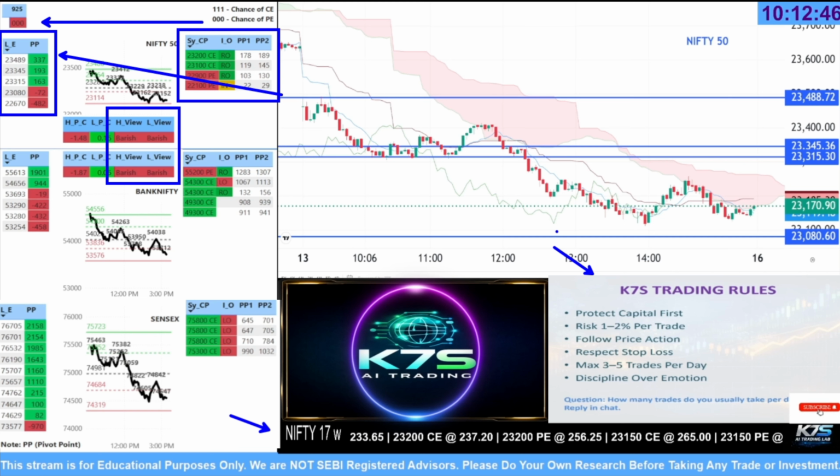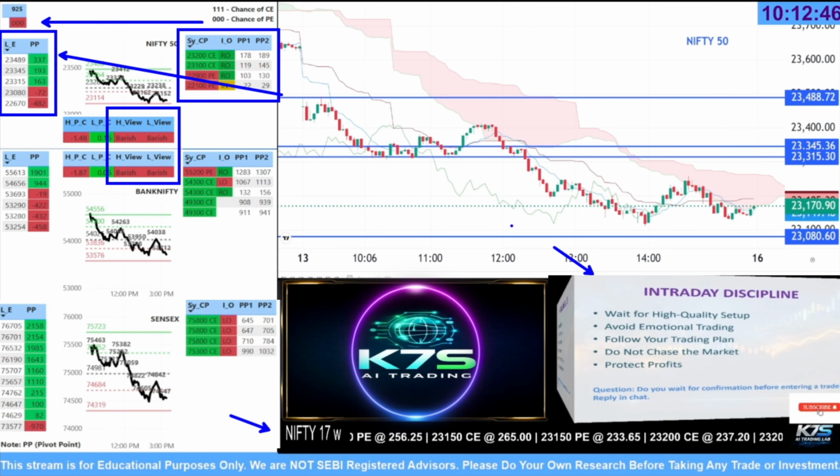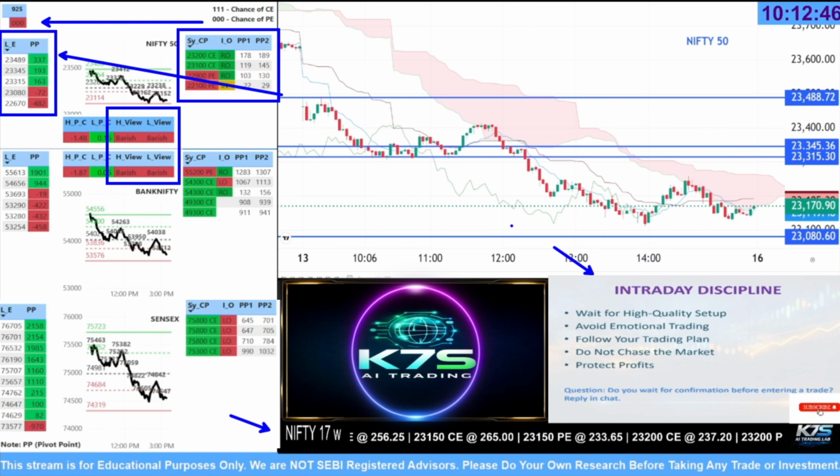By combining the market direction indicator, pivot levels, high-low view, symbol movement, and other insights, we try to understand how the market is reacting at important levels. This analysis is only for educational and learning purposes and should not be considered financial advice. Please do your own research before taking any trading decisions.